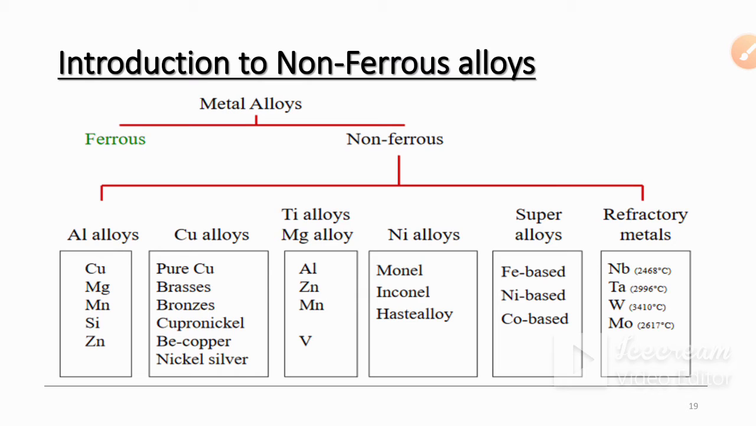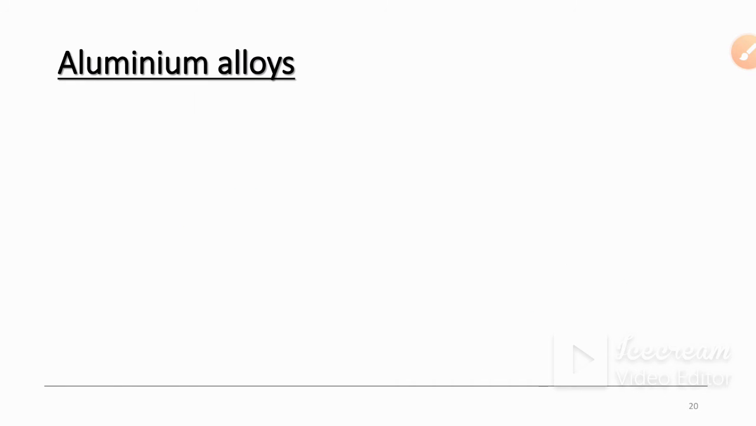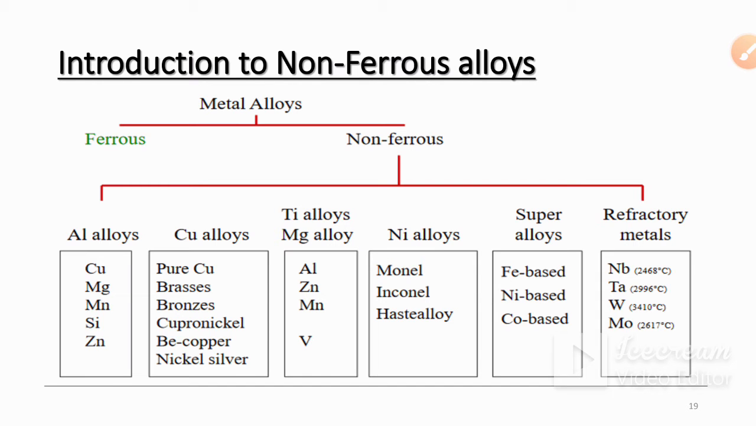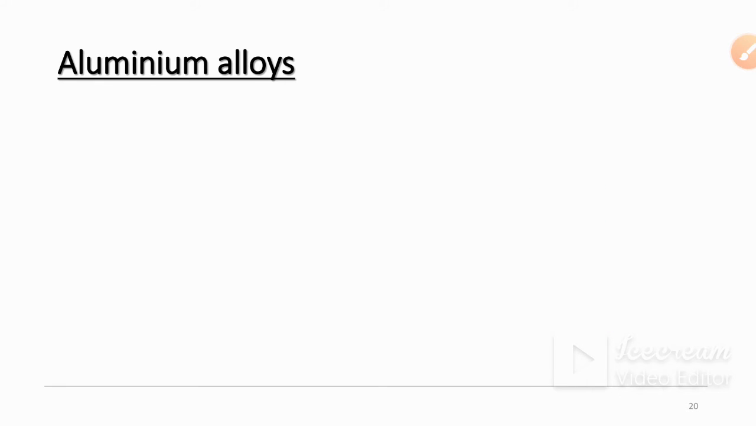So ferrous alloy means an alloy where ferrous, or iron, is present, and an alloy which doesn't contain iron is known as a non-ferrous alloy. Commonly available non-ferrous alloys are mostly aluminum alloys, copper alloys, titanium, magnesium alloys, nickel alloys, super alloys and refractory metals. Okay, so in our syllabus, mostly aluminum and copper alloys are there. So we will see them in further slides.